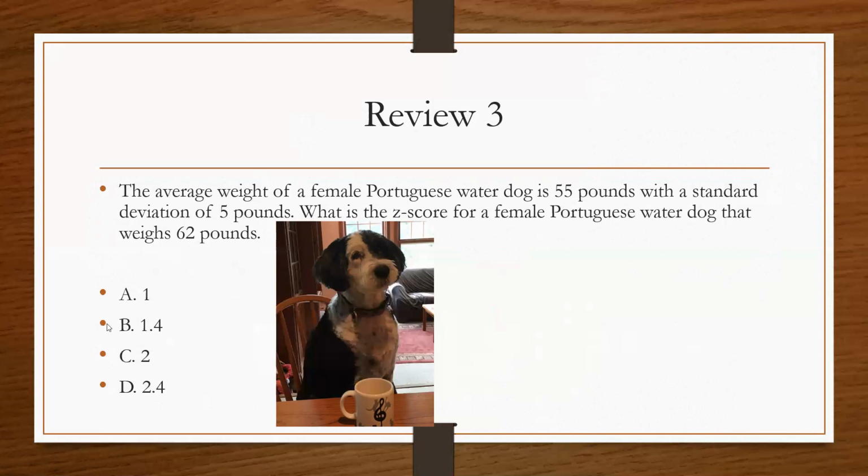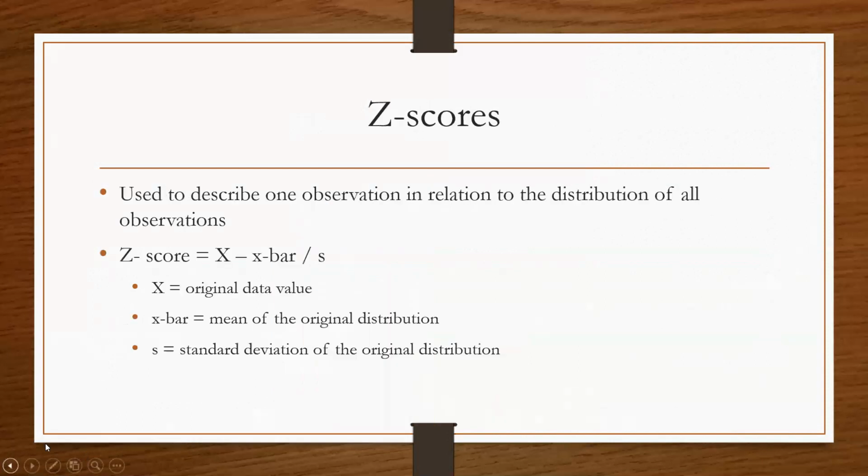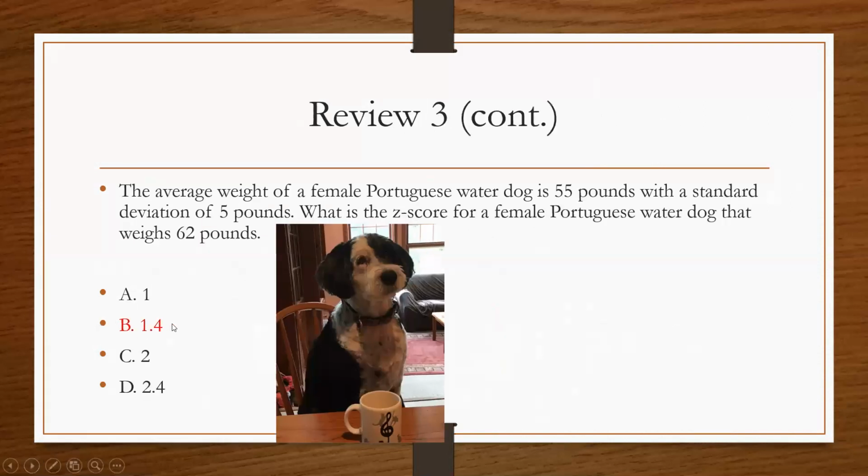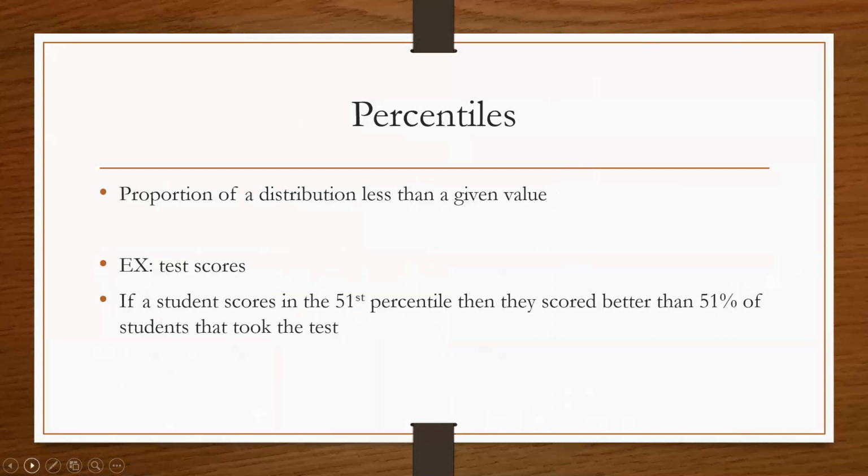All right, yeah, you got it. To anyone that's a little confused, sorry, this isn't the best. That should be like all of it is divided by the standard deviation. But yeah, it is 1.4, because you take 62 minus 55 divided by the standard deviation of 5, and you end up getting 1.4.